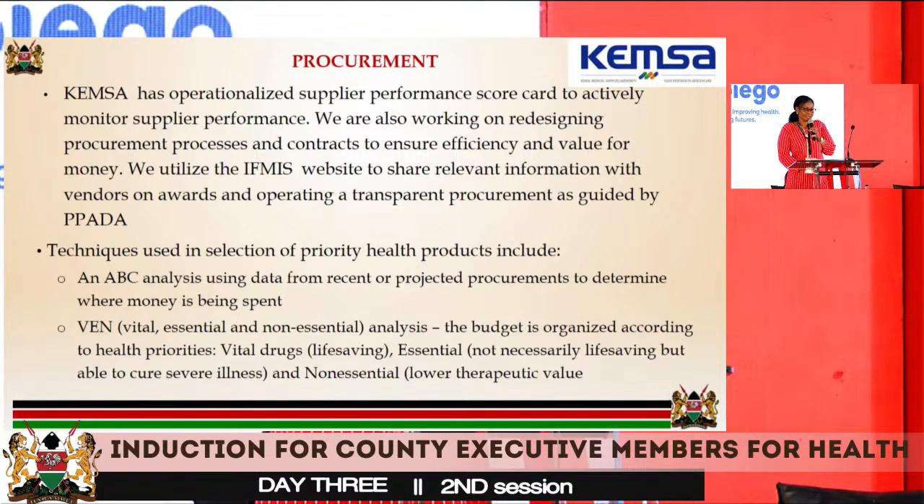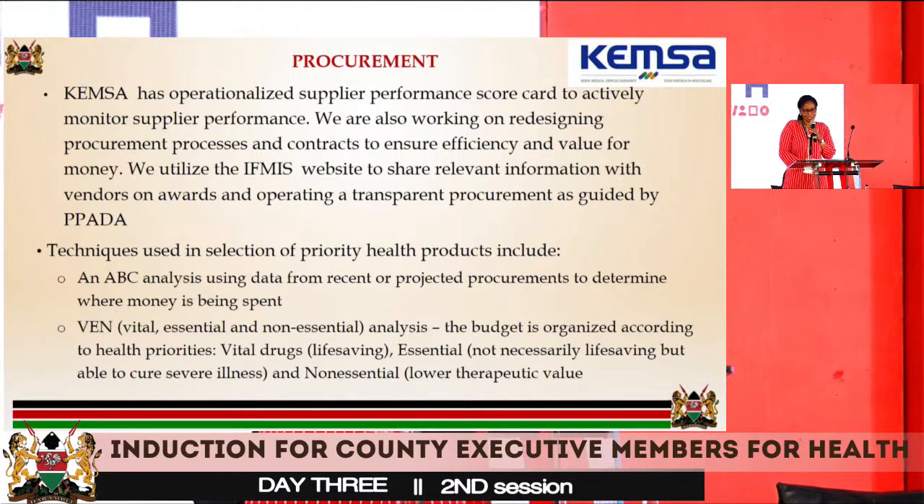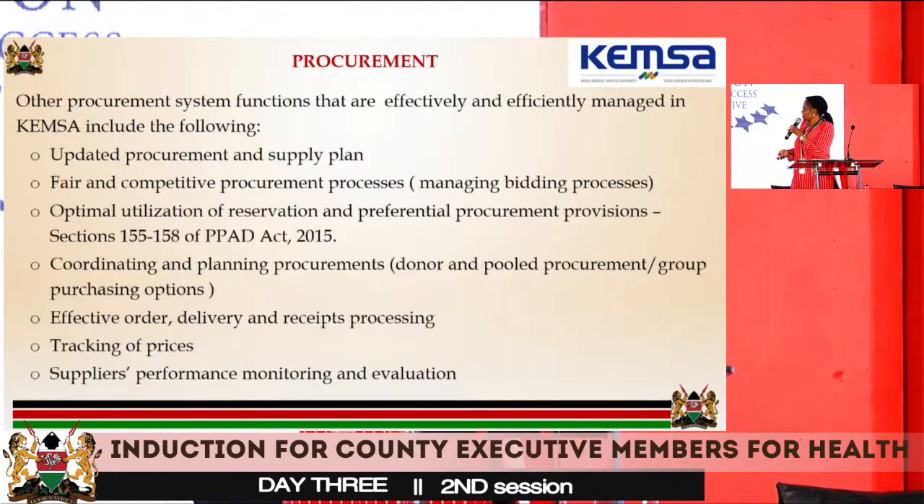We vet suppliers. And of course, when you look at the Kenya Kwanza manifesto, we recently had a review of our strategic plan, of course, to align with the Kenya Kwanza manifesto. And one of the things that we saw is that they want to leverage on economies of scale. So we will be doing bulk purchasing, so that we make sure that we get the best prices for counties.